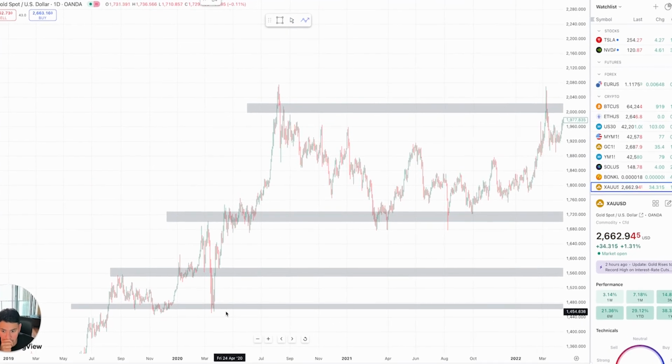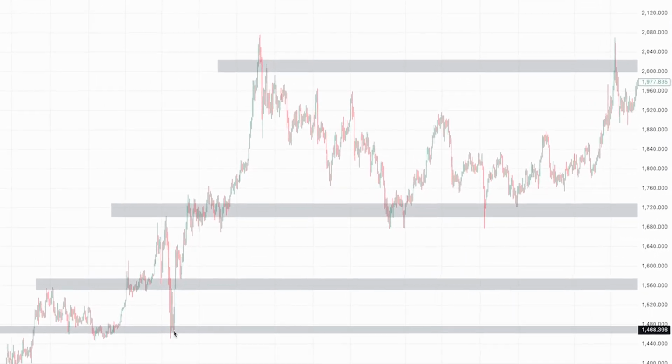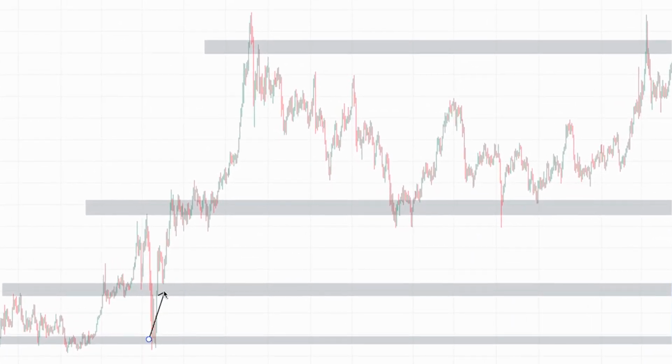Like I said, we were at a support right here. We broke above, came back and retested. We went all the way up to the next resistance. We touched, we broke above, but we didn't retest it. So we came all the way back down, and we came all the way back up to retest the resistance, and that only meant that price was going to respect resistance.